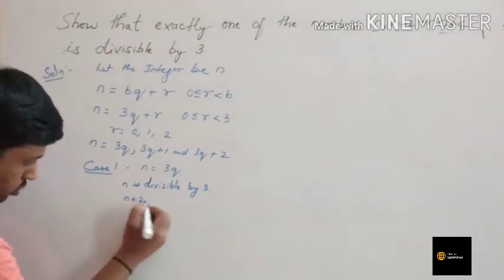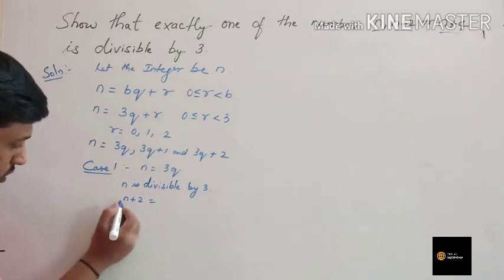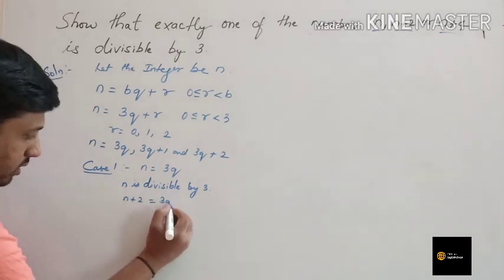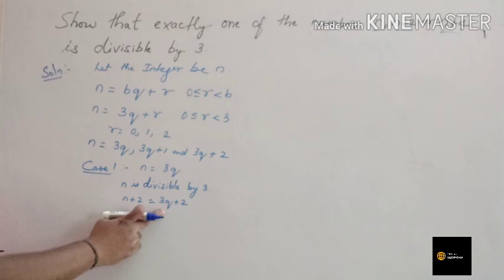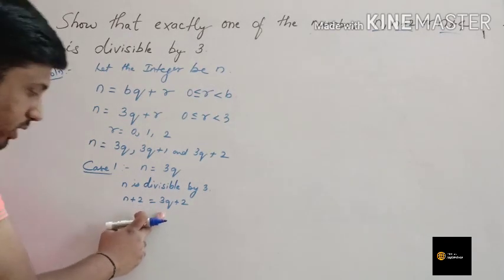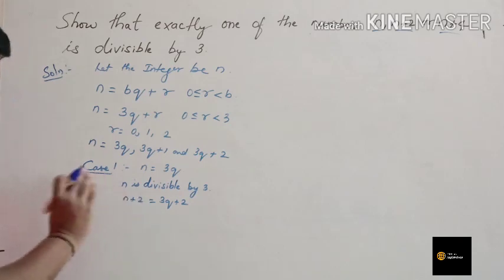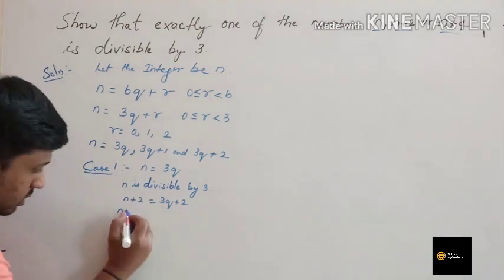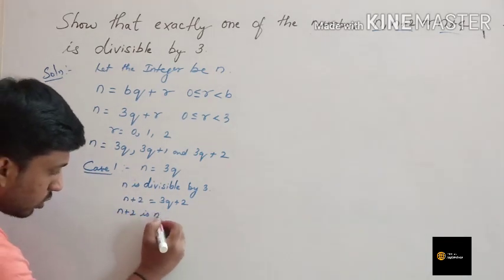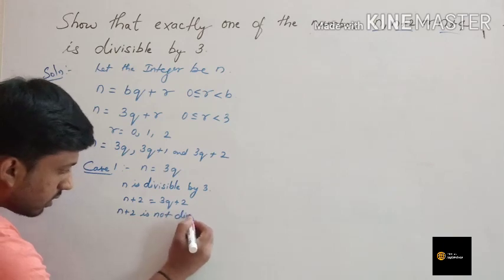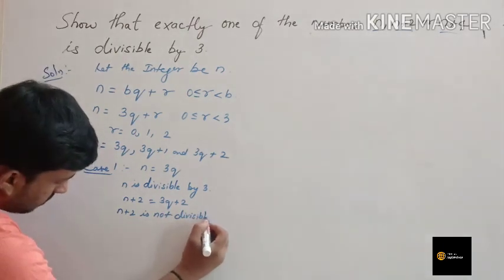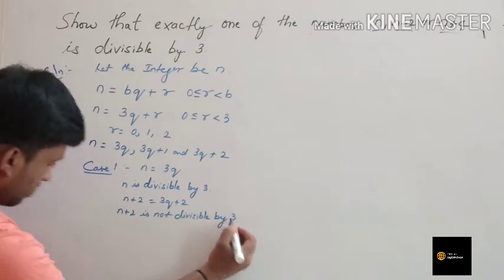So n plus 2, that is equal to, in the place of n I am going to substitute 3q plus 2. Is this divisible by 3? No, because this number has a remainder 2. So n plus 2 is not divisible by 3.